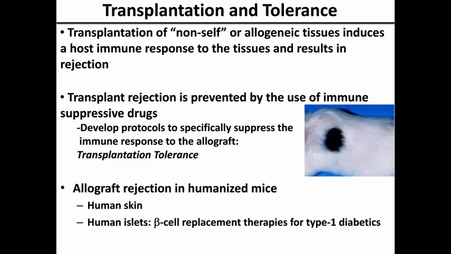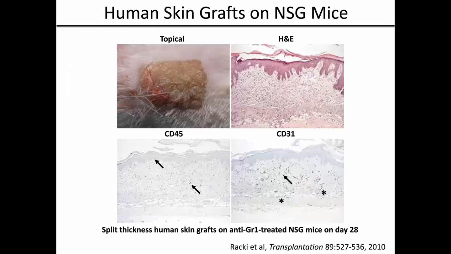So one of the first things we needed to demonstrate was that human skin could actually survive on our NSG animals. And that's what's shown on the next slide, where we took a completely unengrafted NSG animal, transplanted human skin on these mice, and looked at survival over time. And as you can see in these different pictures I'm showing, we have a nice topical graft surviving on these mice. You can see well-formed epidermal and dermal layers by H&E staining.